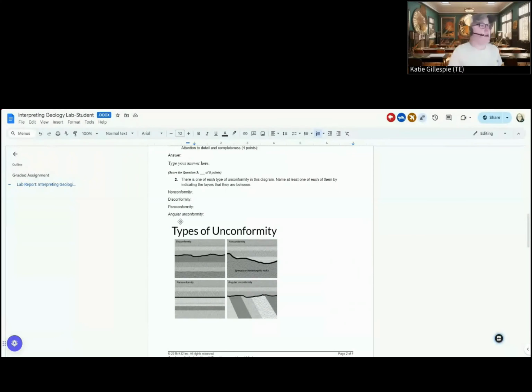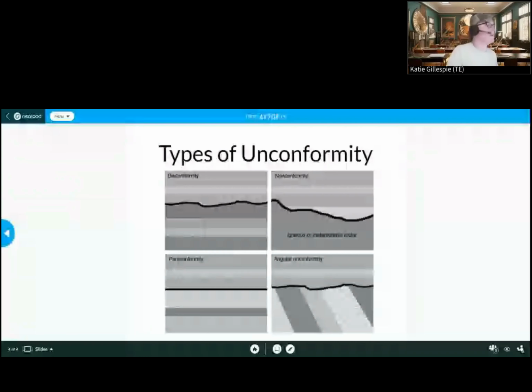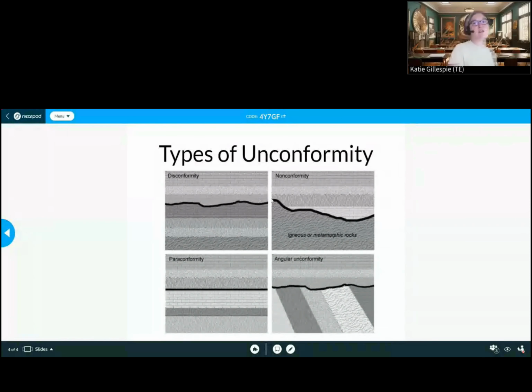All right, I need you to find each of these unconformities: nonconformity, disconformity, paraconformity, angular unconformity. So big words that mean simple things, okay? I hope you're paying attention to this part because you're going to have to do this on your own. Anywhere you see that squiggly line, you just told me a place on there. Anywhere on that cross section that you see erosion would count for disconformity.